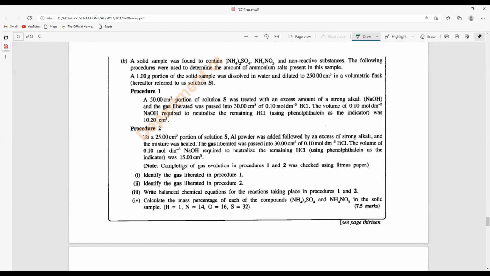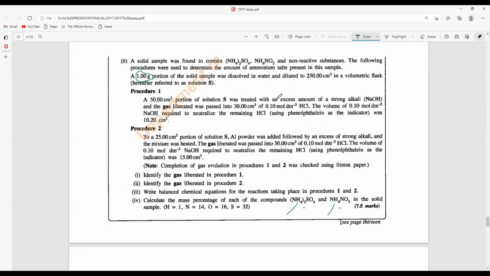So they have given a note, so it was checked by litmus paper. They have to identify the gas liberated in procedure 1, identify the gas liberated in procedure 2, write the balanced chemical equation for the reaction taking place in procedures 1 and 2, and finally calculate the mass percentage of each compound. If you know the mass of this and this separately, so you know the total mass, that is 1 gram, then you can multiply it by 100 to get the percentages of this, right?